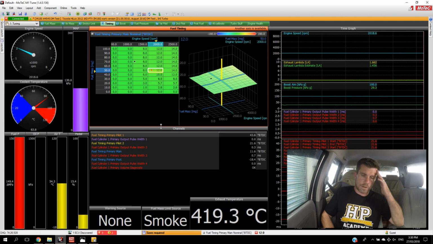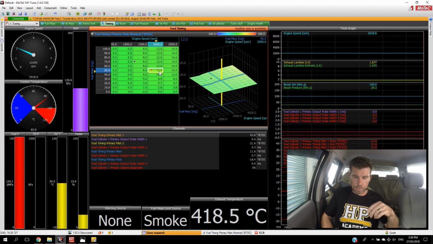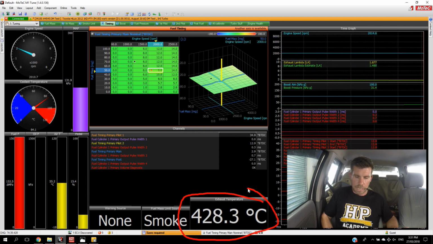We're sitting at about 418 degrees. So what I'll do now is retard the timing all the way back to TDC. And straight away we can see our exhaust gas temperature shoots up. So we're going up to 430 degrees here.